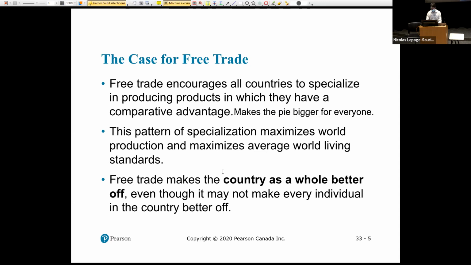Free trade makes the country as a whole better off, even though it may not make every individual in the country better off. As we said, if your job has been lost because of trade, or if your whole town has big unemployment because a Walmart arrived. You know the song La rue principale, by Les Colocs? No? Oh, I'm so sad. That's a great, great song.